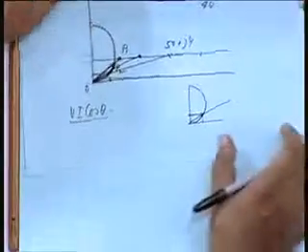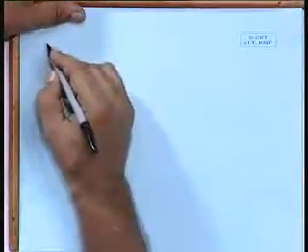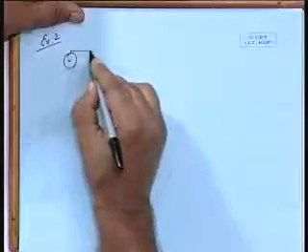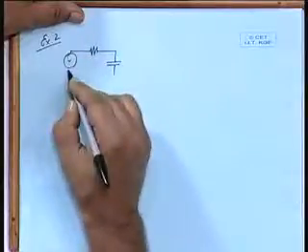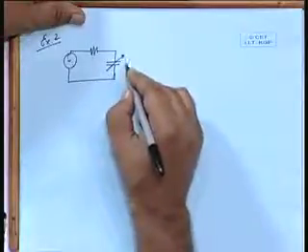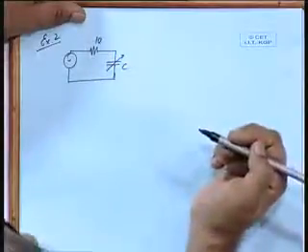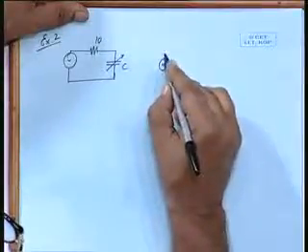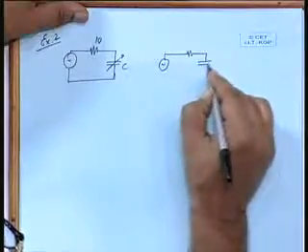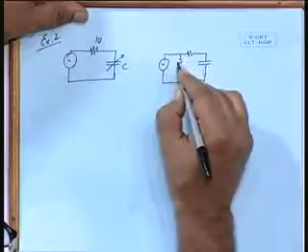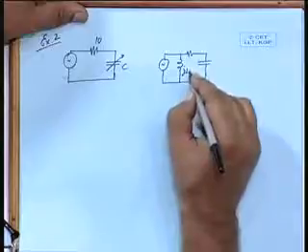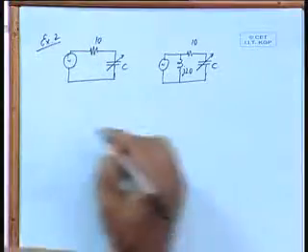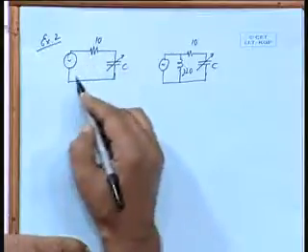Let us take another example. We have a resistance and a capacitance. This capacitance is varied. This resistance is fixed. There is another problem, extension of this. This is J20, this is 10, and this is C. The question is, first of all, show the locus of this current.